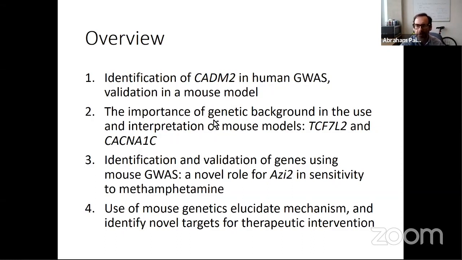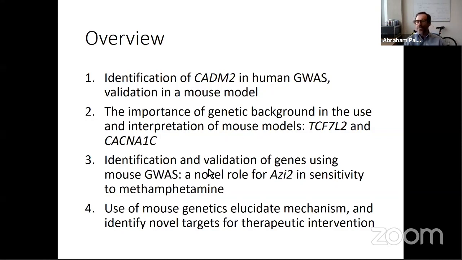Then I'm going to talk about the importance of genetic background, kind of echoing some things that Kristen Bernard said earlier when she was talking about the importance of which iPSC cell you looked at in the earlier session. And that will focus on 2 genes heavily implicated by GWAS, TCF7L2 and CACNA1C.